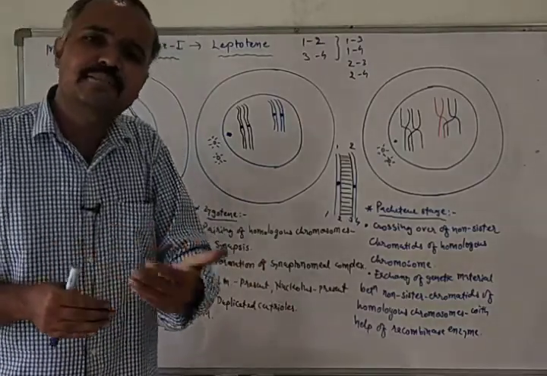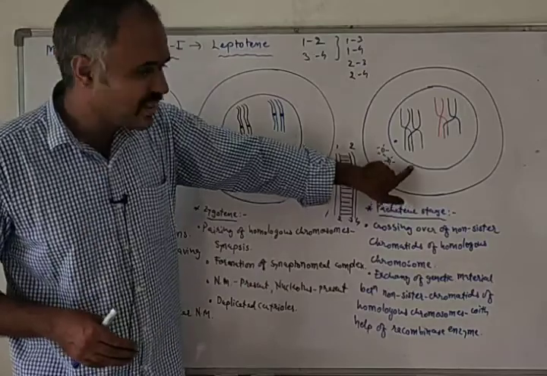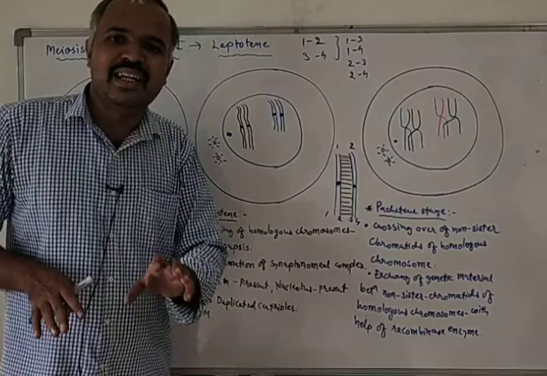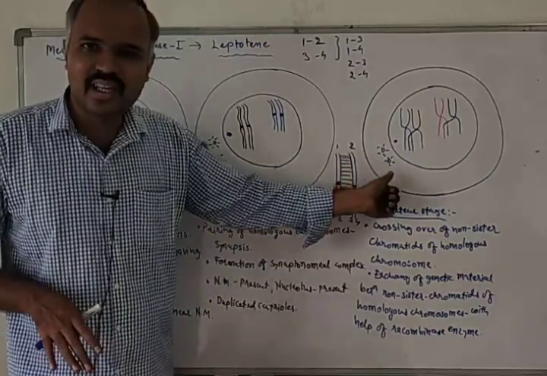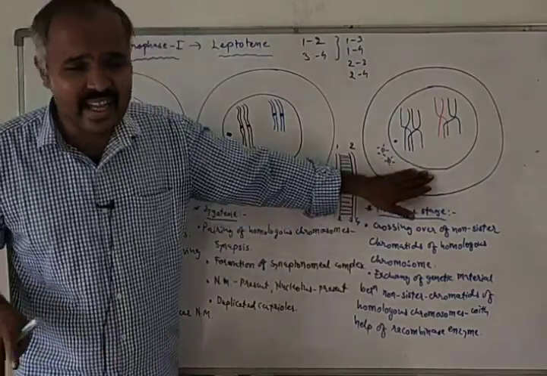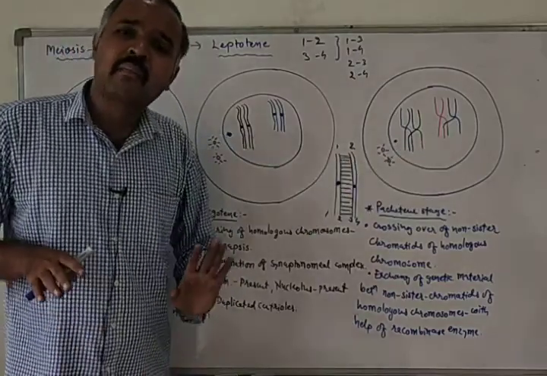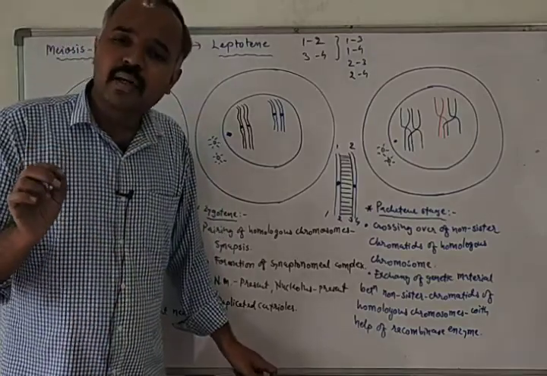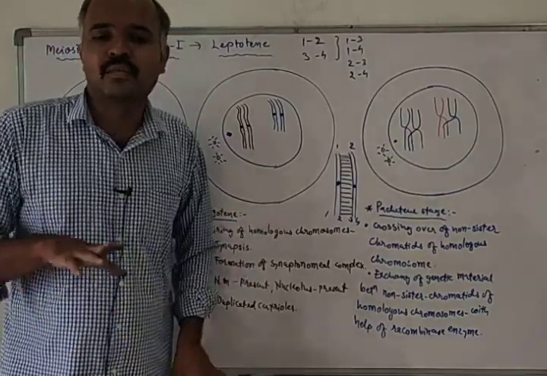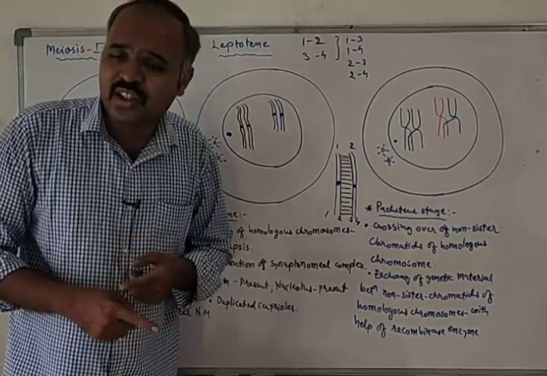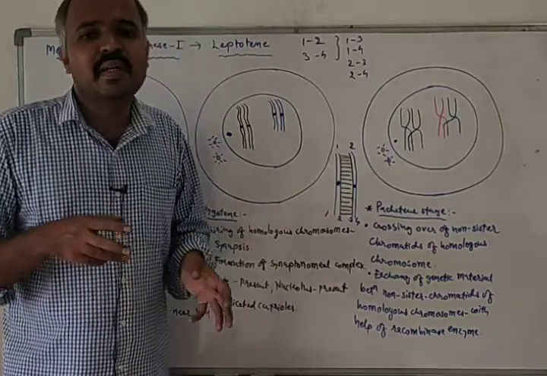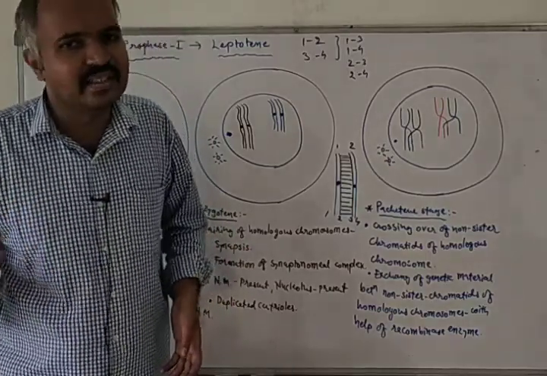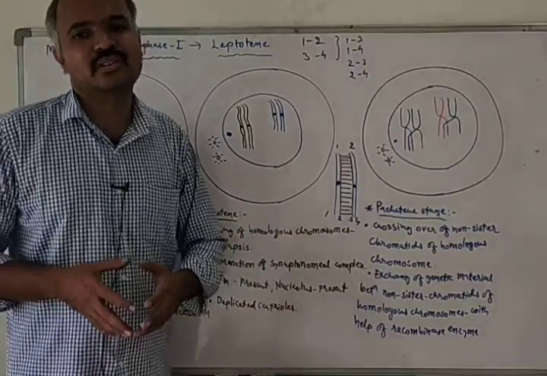The rest of the steps are the same: the nuclear membrane is still present, the nucleolus is still present, and the duplicated centrioles are present as before. The only change that has occurred during pachytene is that first, the non-sister chromatids of the homologous chromosome will cross over each other, and then one chromatid will give its part to another chromatid. They will exchange their parts with the help of the recombinase enzyme. This process is known as recombination.